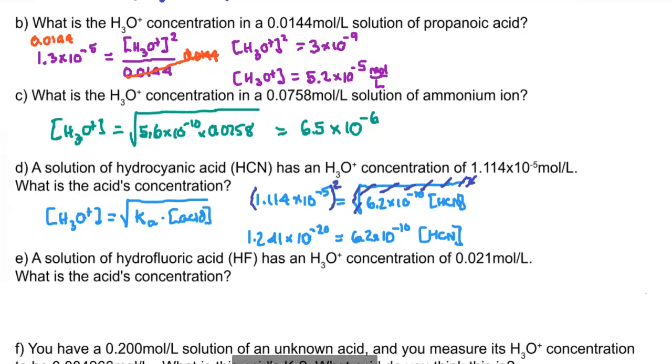Now, if we want HCN alone, we have to get rid of this 6.2 times 10 to the minus 10, so we divide both sides by that. We divide both sides by 6.2 times 10 to the minus 10. And that lands us on the HCN concentration being 2.0 times 10 to the minus 11 moles per liter. Pretty watery solution.